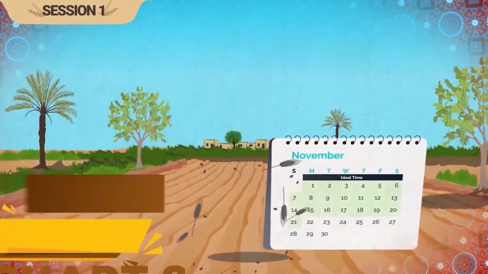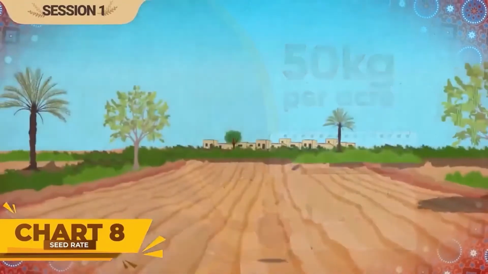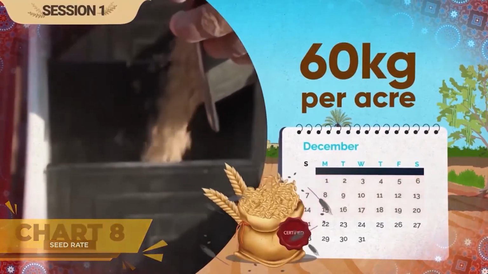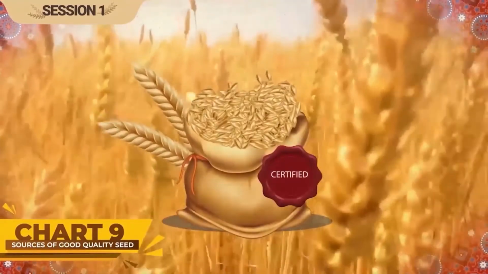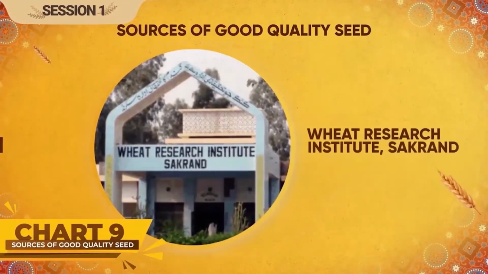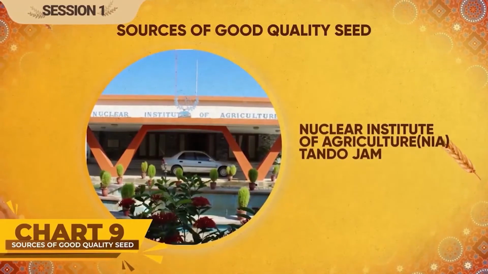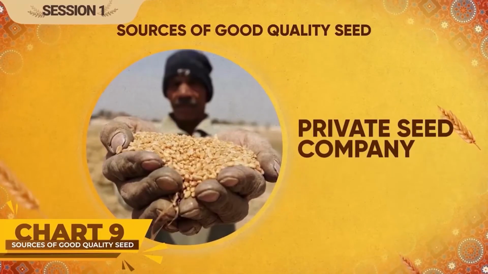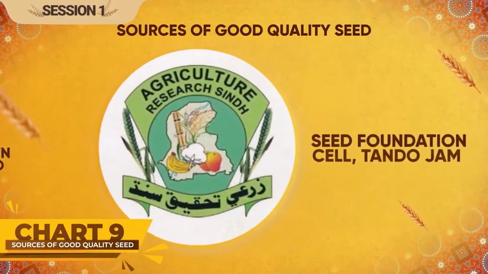Seed rate. For early sowing, use 50 kilograms of certified seed per acre. For late sowing, use 60 kilograms of certified seed per acre. In order to have a better yield, always use quality seed from certified sources such as Sindh Seed Corporation, Wheat Research Institute, Sakrand. Nuclear Institute of Agriculture, NIA, Tandojam. Private seed companies. Farmers can also produce their own good quality seed. Seed Foundation Cell, Tandojam.